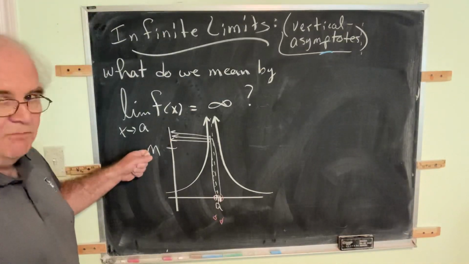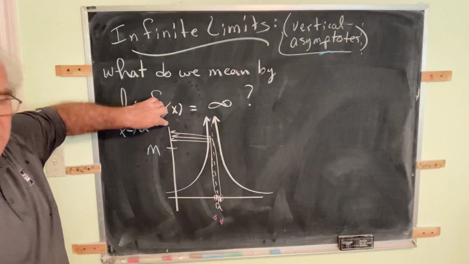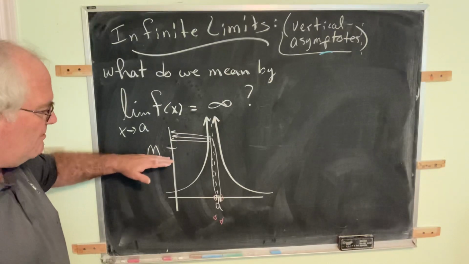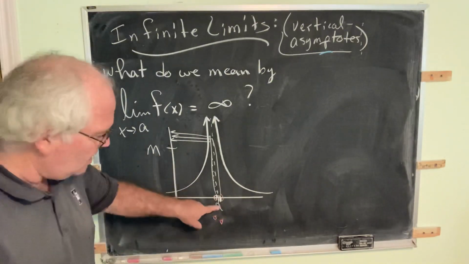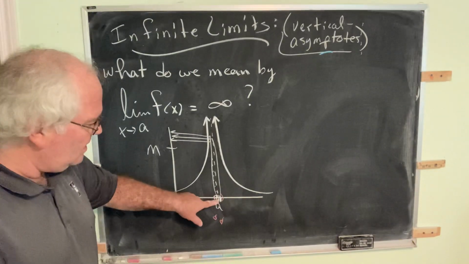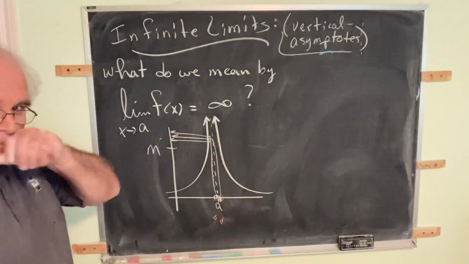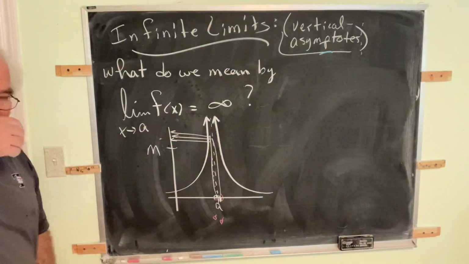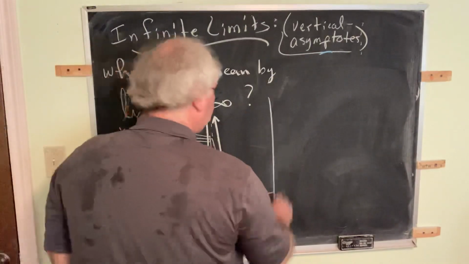If M is 100 million, then you get close enough, and these function values will be above it. So given any M, I don't care how large it is, if you get close enough, but not equal to A, because with the limit we don't care what happens at A, you can get close enough to A that every one of these function values is greater than M. Now, I'll write that out, and then we'll leave this behind and get to the more user-friendly version. It means this.